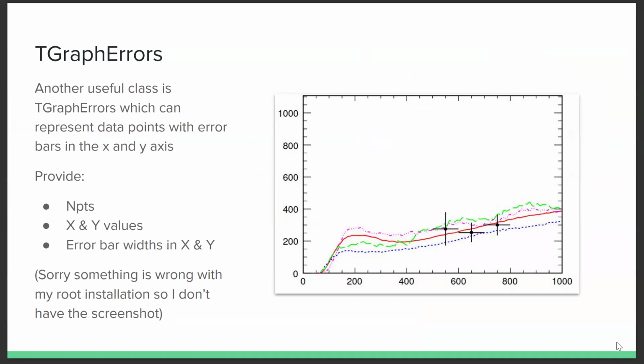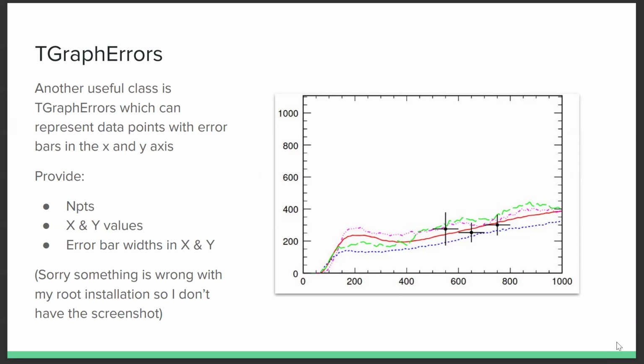There's also TGraphErrors, which is useful if you want to represent your points with error bars, in both the X and Y axis. If you don't care about the error bars in either of those axes, you can just provide it with zeros for those errors. But you just provide it with the same thing, the number of points, in this case 3, the X and the Y values, and then the error bars with their widths, so one-sided width in X and then Y for each of these. So sorry I don't have the code here. Something was wrong with my ROOT installation, so I can show you this, but yeah, I don't have the screenshot. But it's essentially the same thing.